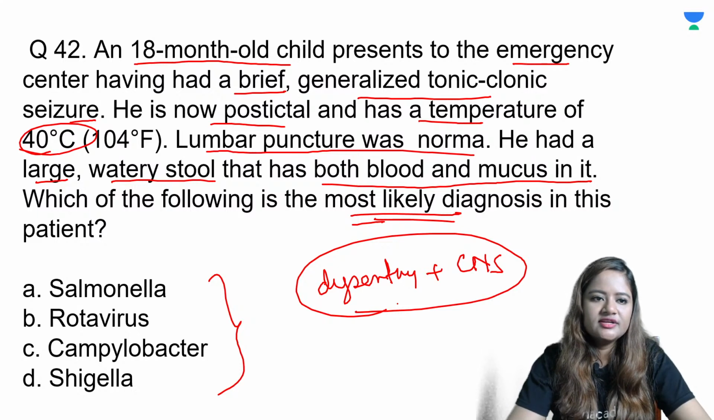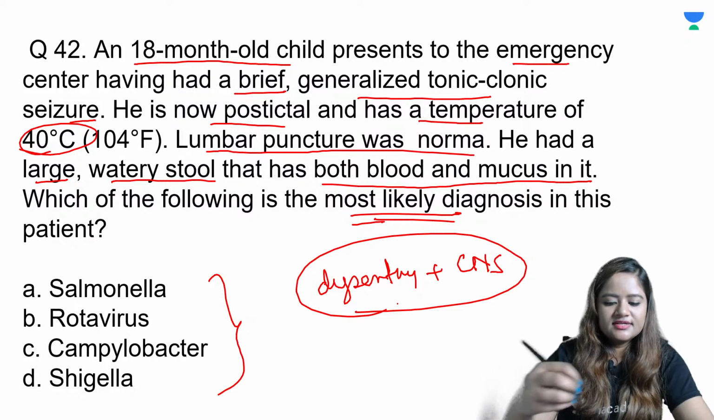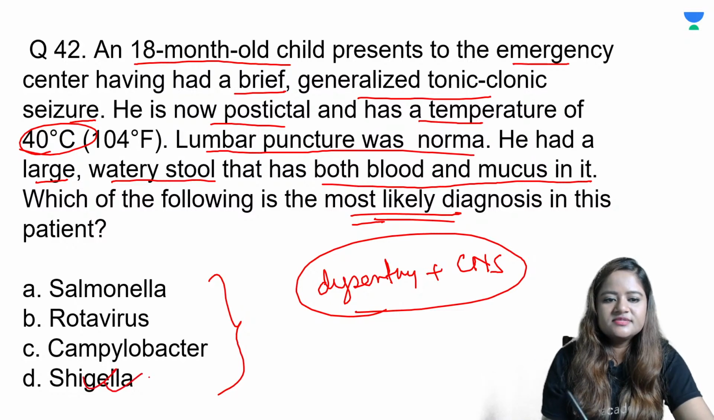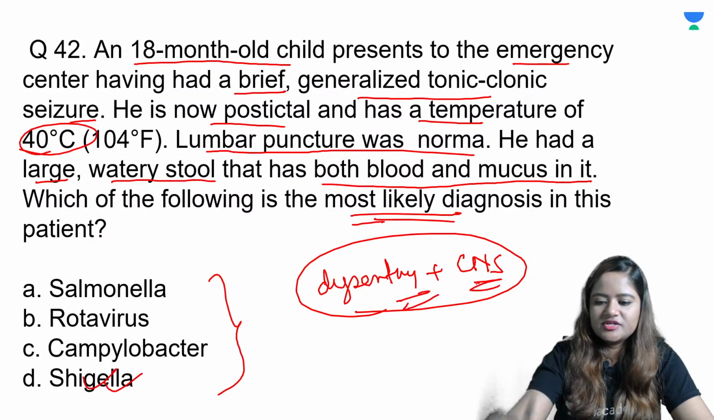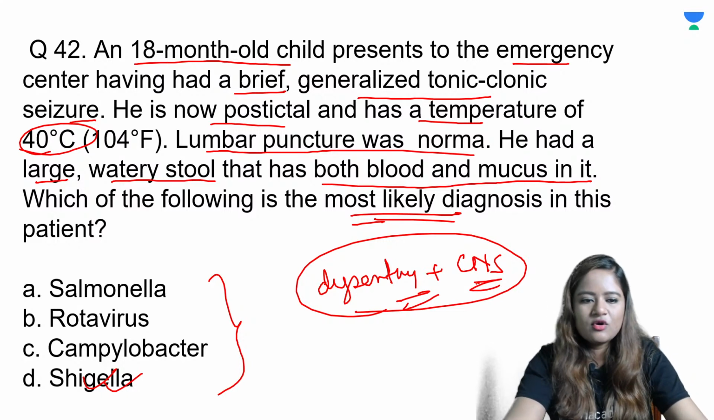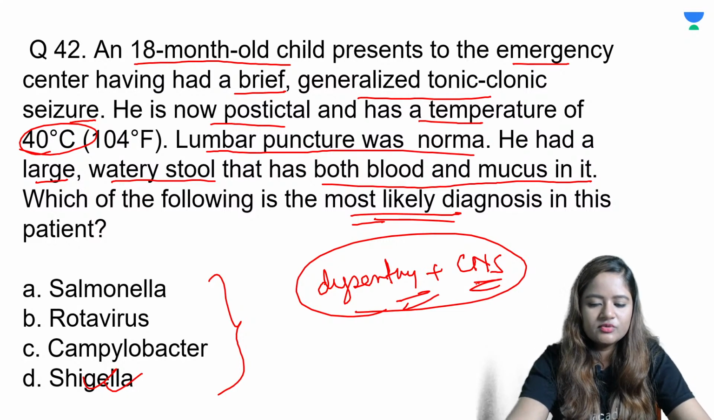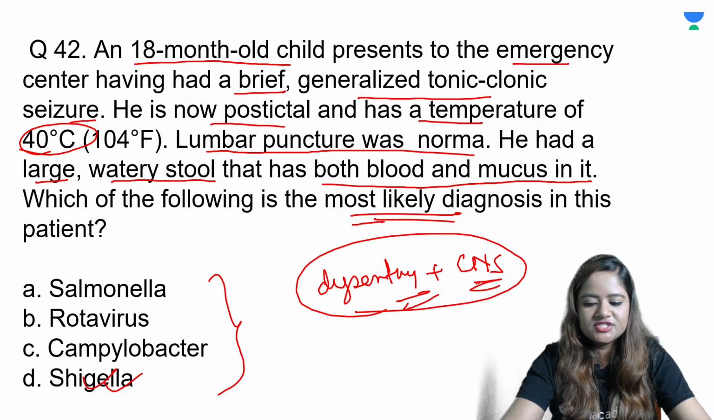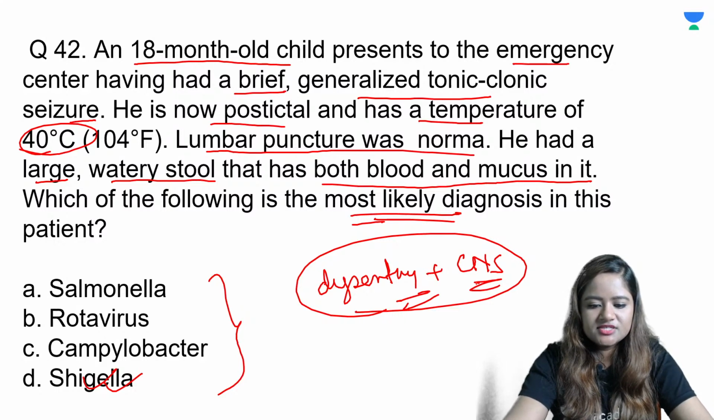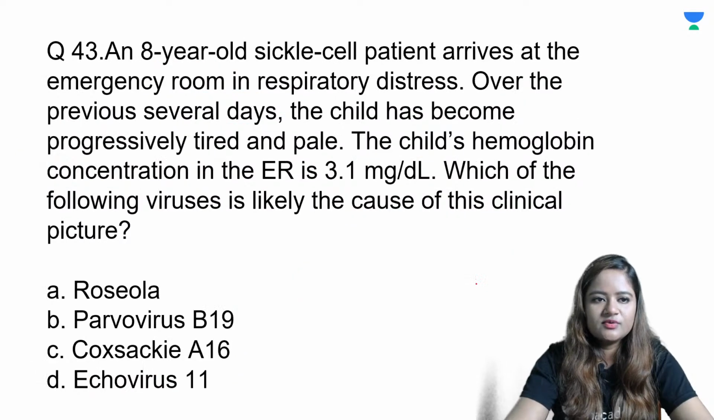Yes, the answer is shigellosis. Shigellosis is one classical condition in which you find CNS manifestations along with dysentery. It is not very common now, it is rare, but you should know that if they're talking about CNS manifestations, that means the patient develops seizures, then you have to go for the option of shigellosis. Okay.